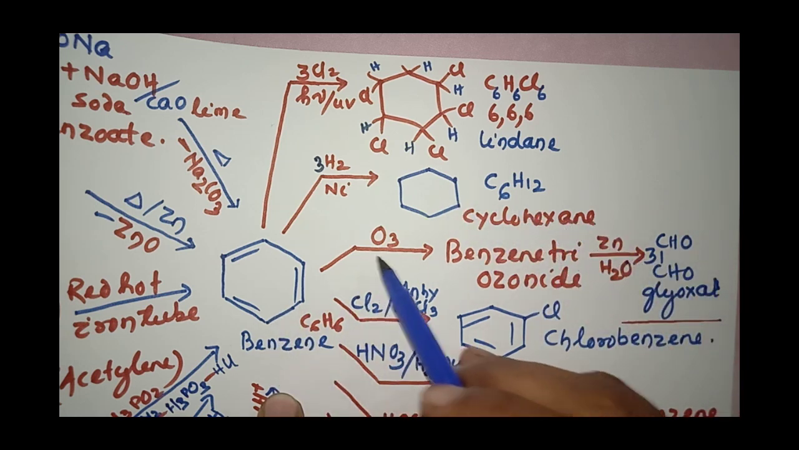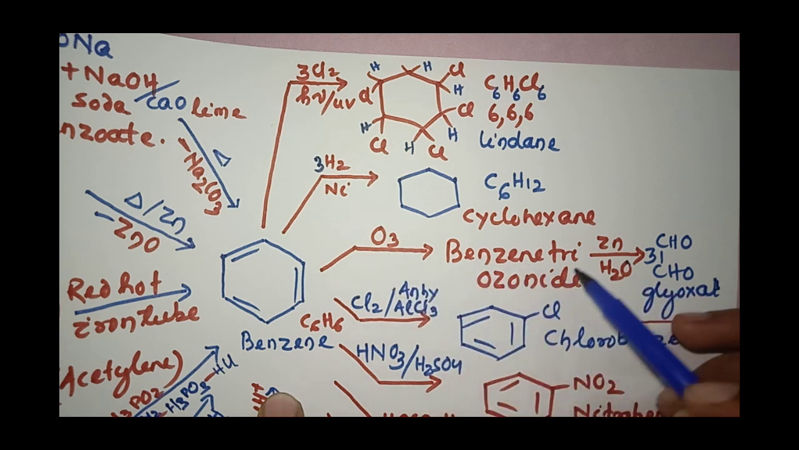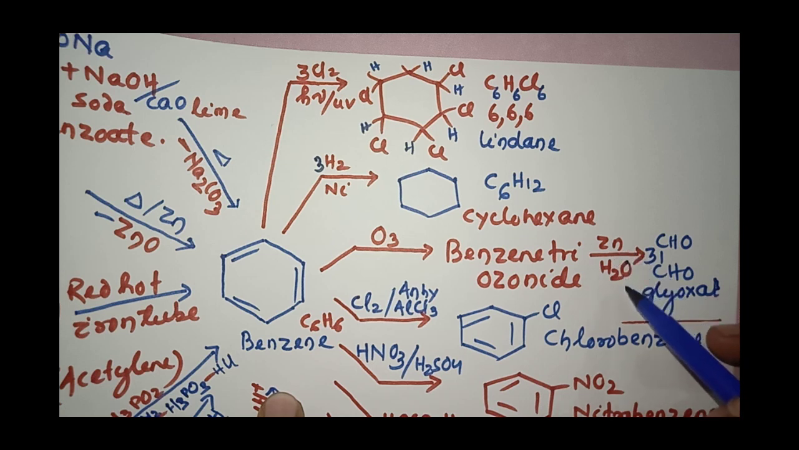When benzene is treated with ozone it gives benzene triozonide, which on further treatment with zinc and water gives 3 molecules of glyoxal, CHO single bond CHO, glyoxal, ethanedial.